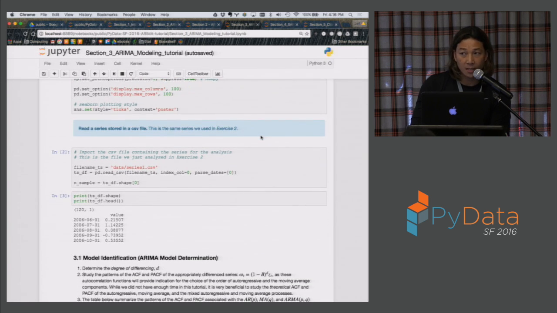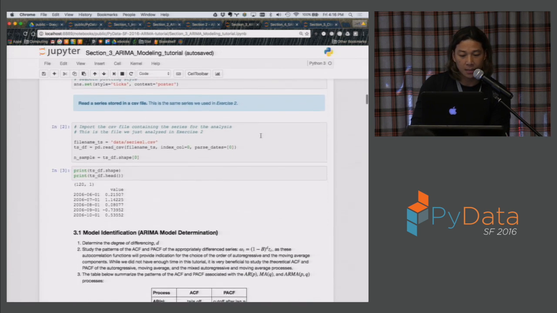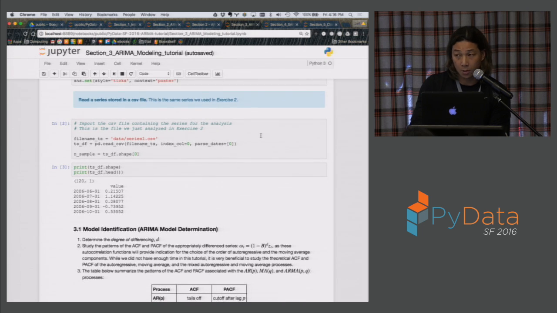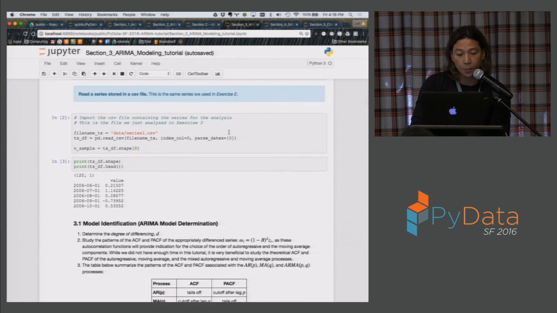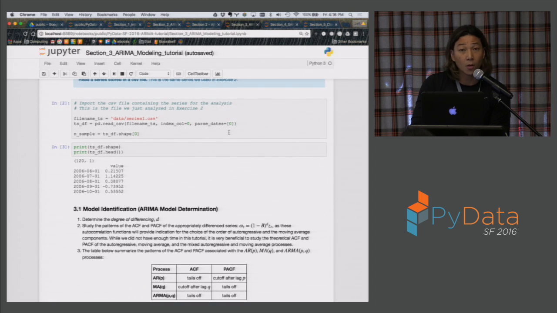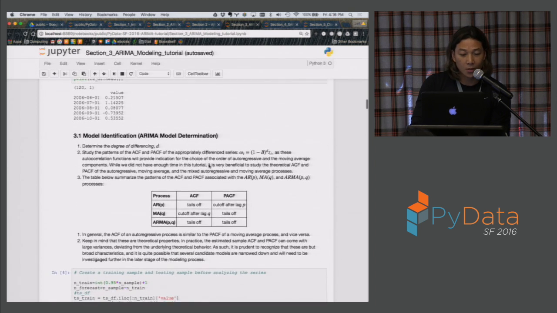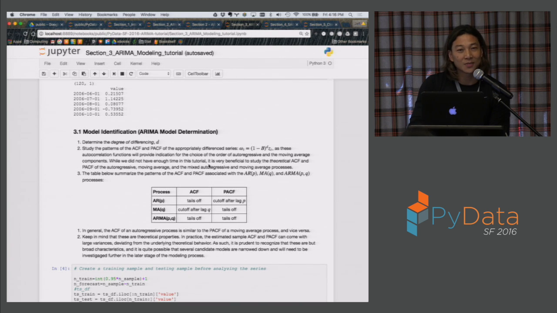Okay, so let's start with section 3. Use the section 3 notebook and import the series again. Follow along. The first part is actually answering your questions. So, model identification. Now that we have explored the time series, looking at the dependency structure and the pattern of the series itself, how am I going to link this into building an autoregressive integrated moving average model?